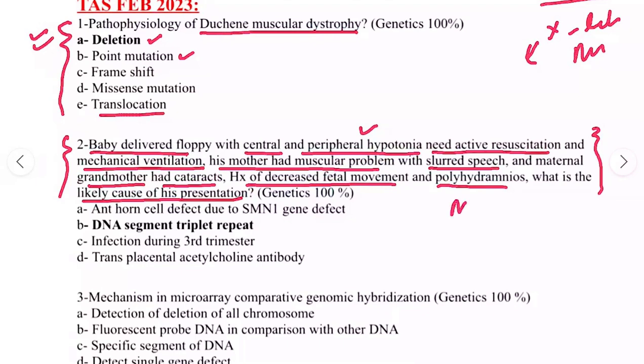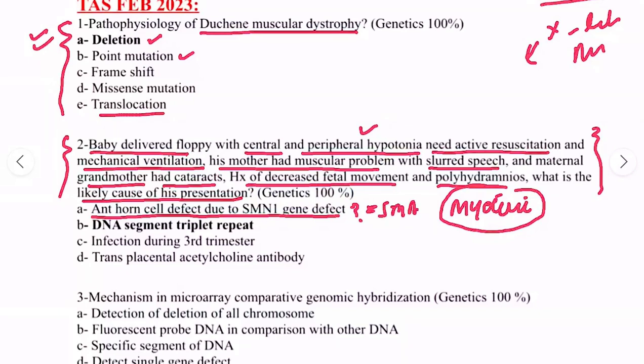That is myotonic dystrophy. Now I will tell you, for your myotonic dystrophy, they may ask you three types of questions just from a single paragraph. What is the anterior horn cell defect due to SMN? Which is this disease? Anterior horn cell defect due to SMN1 gene defect. That is your SMA, spinal muscular atrophy.